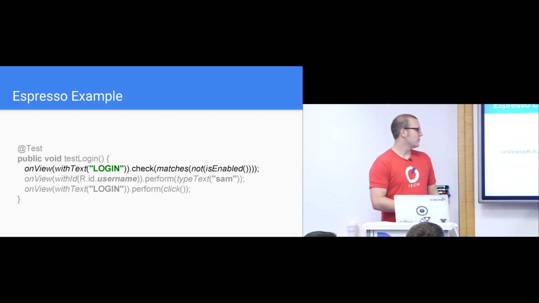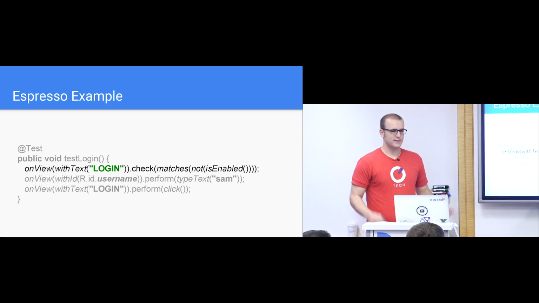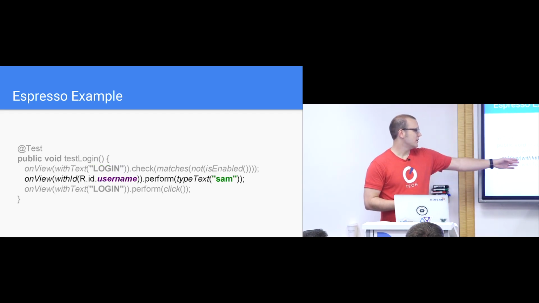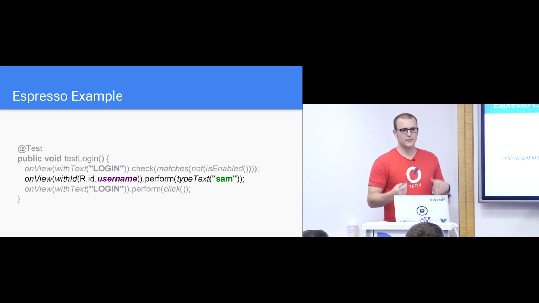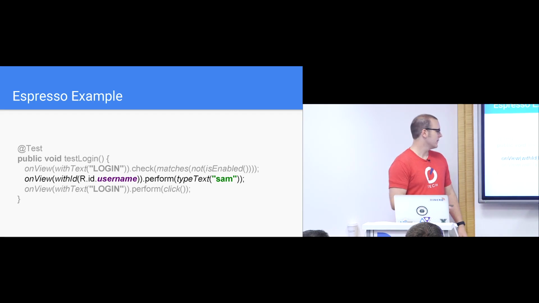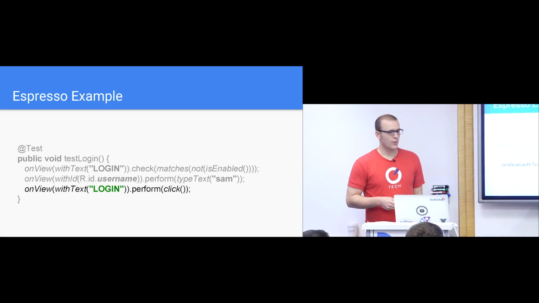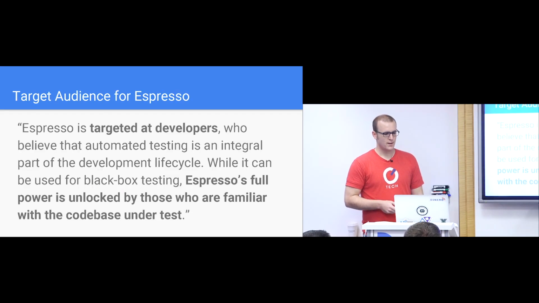An example of this real quick would be grabbing the view with the text login and then checking that it is not enabled. Next thing would be grabbing a view with the ID of username and performing a typing of the text Sam in there. And last, we're going to grab the login button with the text login and then perform a click on it. So super easy syntax. That's why everybody's onto it.